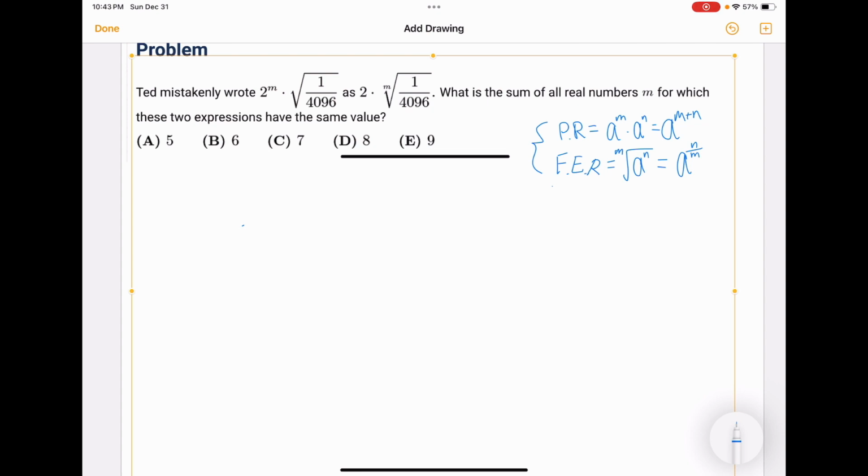Keep in mind that the problem says these two expressions have the same value, meaning we can set these two expressions to be equal. Now that we have our equation, we can start out by simplifying. 4096 actually equals 2 raised to the 12th power, so we can just plug that in.